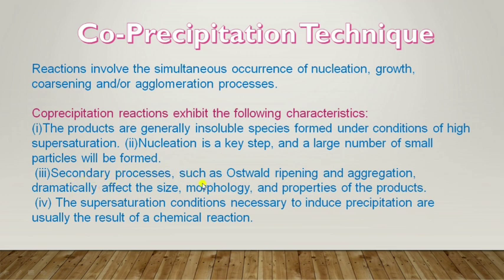Characteristic: secondary process. Secondary processes such as Ostwald ripening or aggregation dramatically affect the size, morphology and properties of the products. The supersaturation conditions necessary to induce precipitation usually result from the chemical reaction. It means that when the supersaturation condition is there, only then will the precipitation occur.